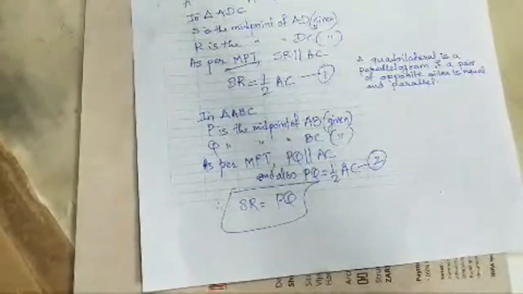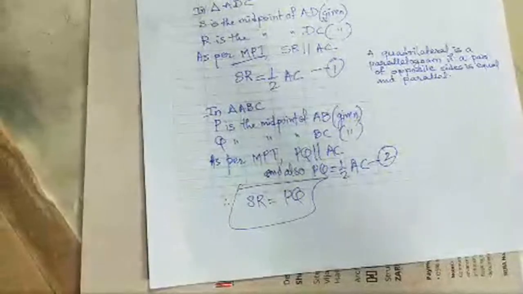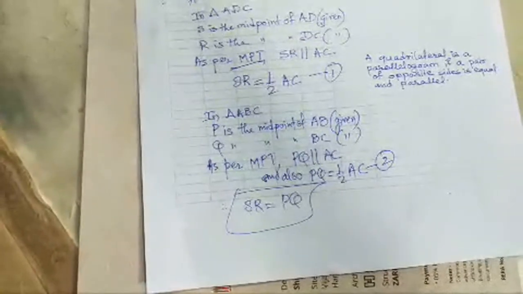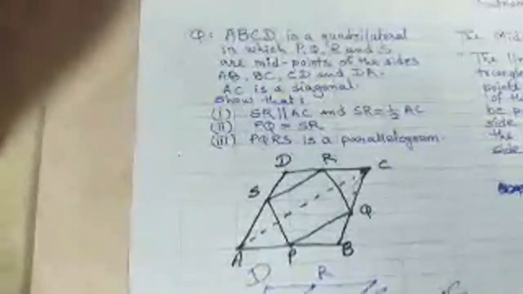That's why you have to apply the midpoint theorem here, because SR is also equal to 1 half AC and PQ is also equal to 1 half AC. So practically SR and PQ are equal. So hence the second point is also proven. The third point is that we need to show that PQRS is a parallelogram. See, here it is your PQRS.